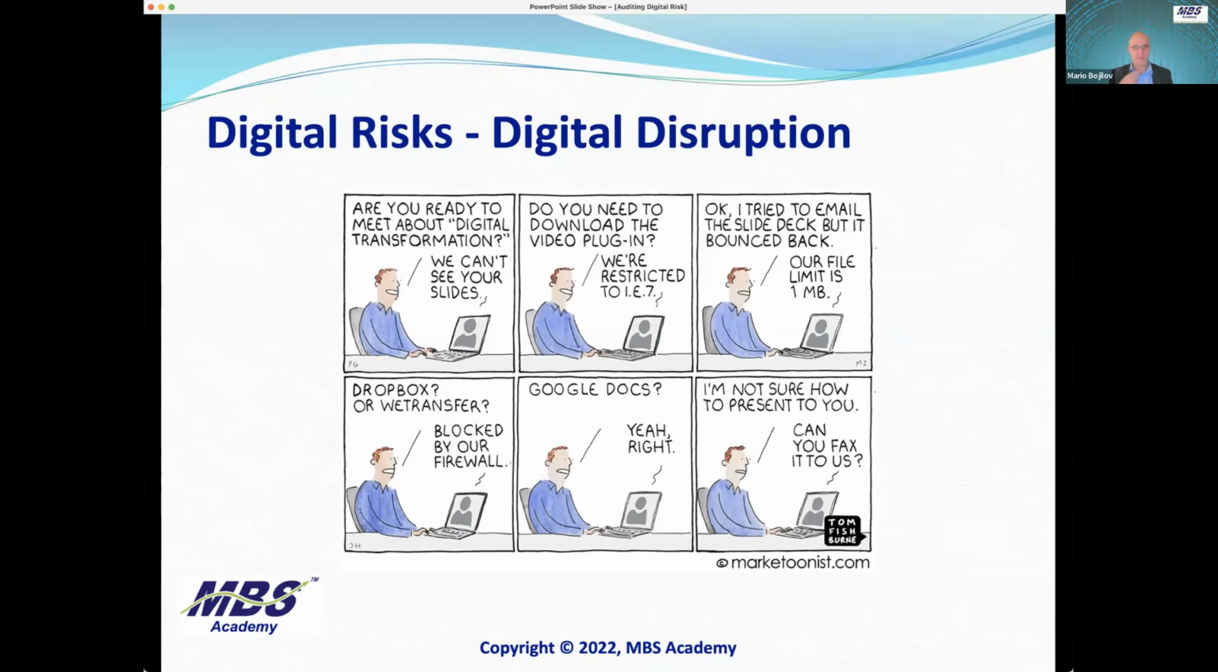Okay, so Dropbox is a little bit more familiar. This cartoon is a couple of years old, but I'm pretty sure pre-COVID, not many people were using Dropbox. Google Docs. Yeah, who's using Google Docs? All right, 10% of the population. The rest of it is on Microsoft Office.